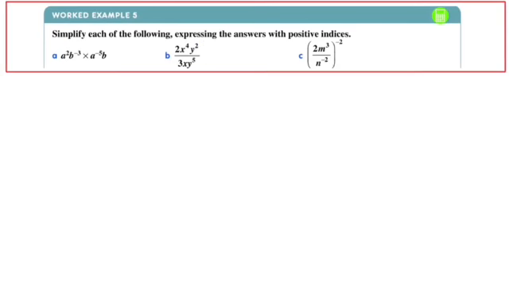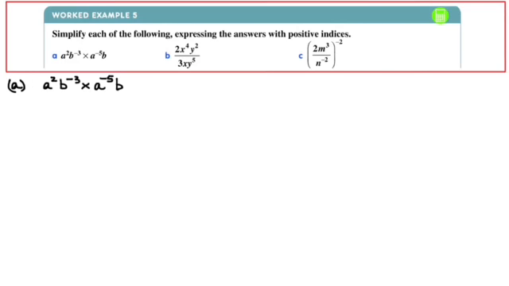Let's do some more now. We're on a roll. Okay, these look a bit harder, but fear not, we'll be fine. There's number a. We've got a squared b to the minus 3 times a to the minus 5b, and we have to express our answers with positive indices.